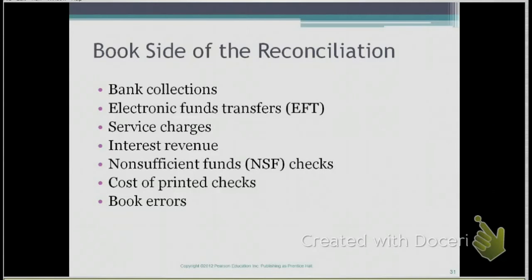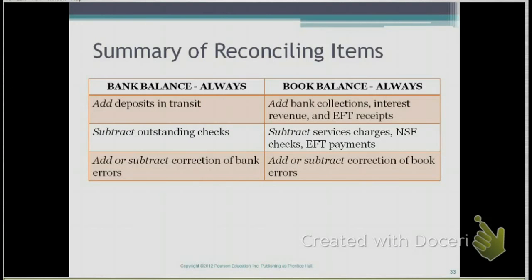Again, book errors are the only item that will not fall under the rule where I said put it where it's not. Book errors would be put on the book side of the reconciliation. All these other items would be found on the bank statement, and you put them on the side that it's not, which is the book side of the reconciliation. This slide shows a summary of all the reconciling items, and this would be something useful for you to either copy or print from your PowerPoint and bring to class, or have it with you if you're an online student doing your homework as well as your quizzes, because that will help you determine which side each item goes on.